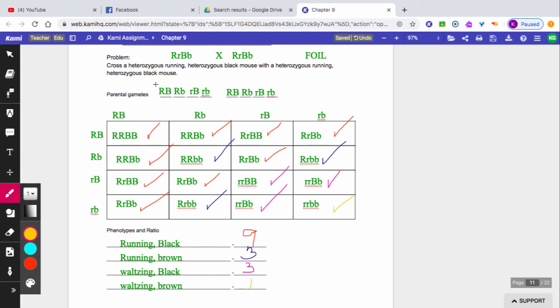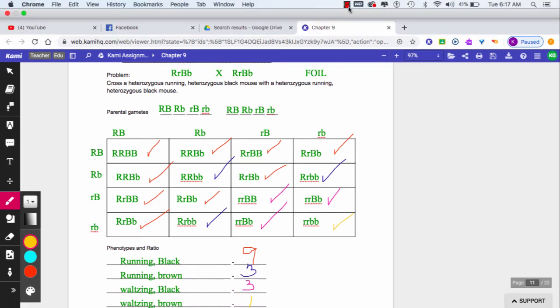You have to figure out what the parents' genotypes are. Figure out what the parents' gametes are. Put that all in the Punnett square. Fill it all out, figure out what the phenotypes are from what the genotypes would be, and then count up how many of each you have, and that's it. Easy peasy lemon squeezy. So this is pretty much exactly what the format of the quiz will be. Your individual question will be different than this.